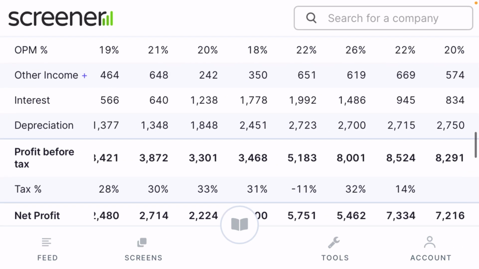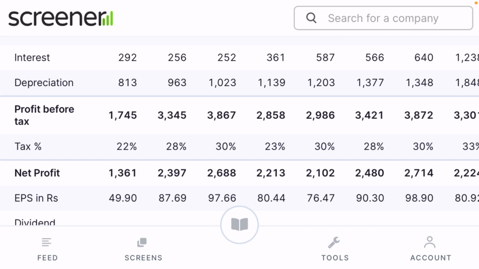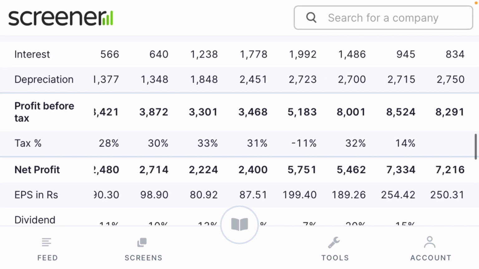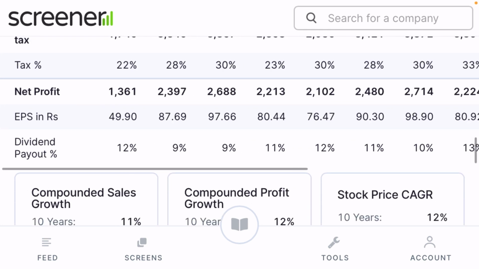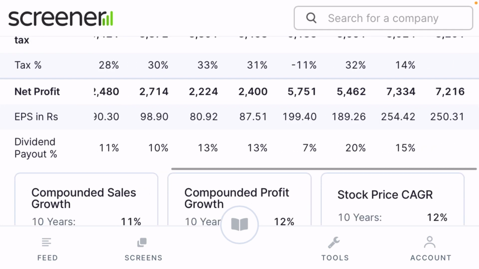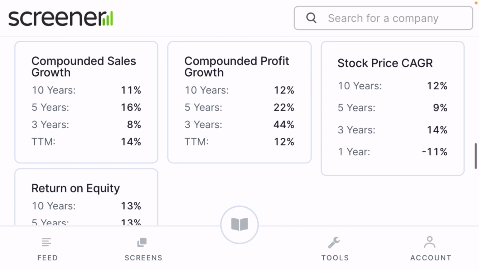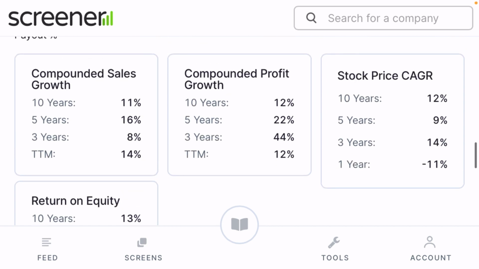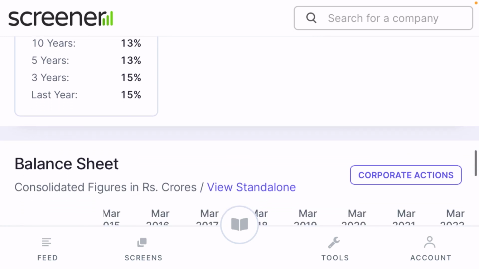The company is paying some interest of 800 crore annually. Profit before tax has also increased over the last 10 years from 745 to around 9,000, exponential growth. Excellent company. Net profit was 1361, and now 7,216 net profit is expected for this year. Excellent company, paying dividends consistently. Compounded profit growth is 22%, 5-year CAGR 9%, and return on equity is 13% in the last 5 years.